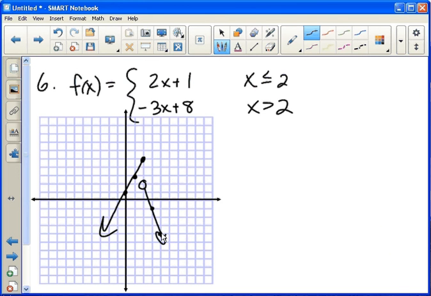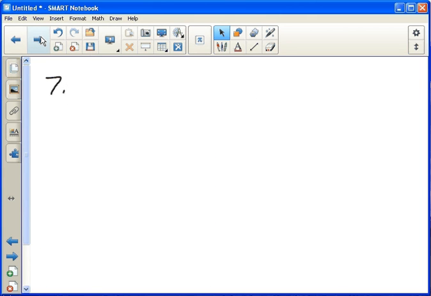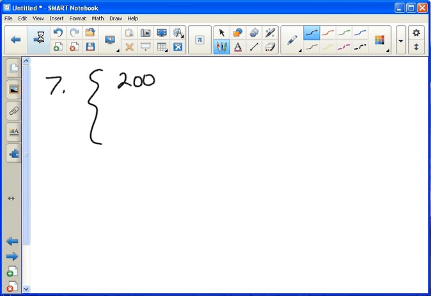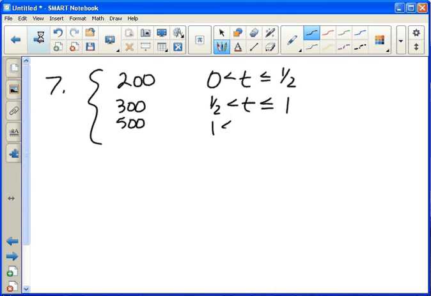Okay, on number 7, a band named So's Your Face charges $200 for a show lasting up to a half an hour. So $200 is charged if your time is between 0 and half an hour. If you want to put 30 minutes, you can. That's okay. Just make sure you're consistent through the whole problem. $300 for a show lasting up to 1 hour. So if you go over a half hour or up to an hour, they charge you $300. $500 for up to 2 hours. So if you go over an hour, up to 2 hours, it's $500. Or for all day, it's going to be $1,000.